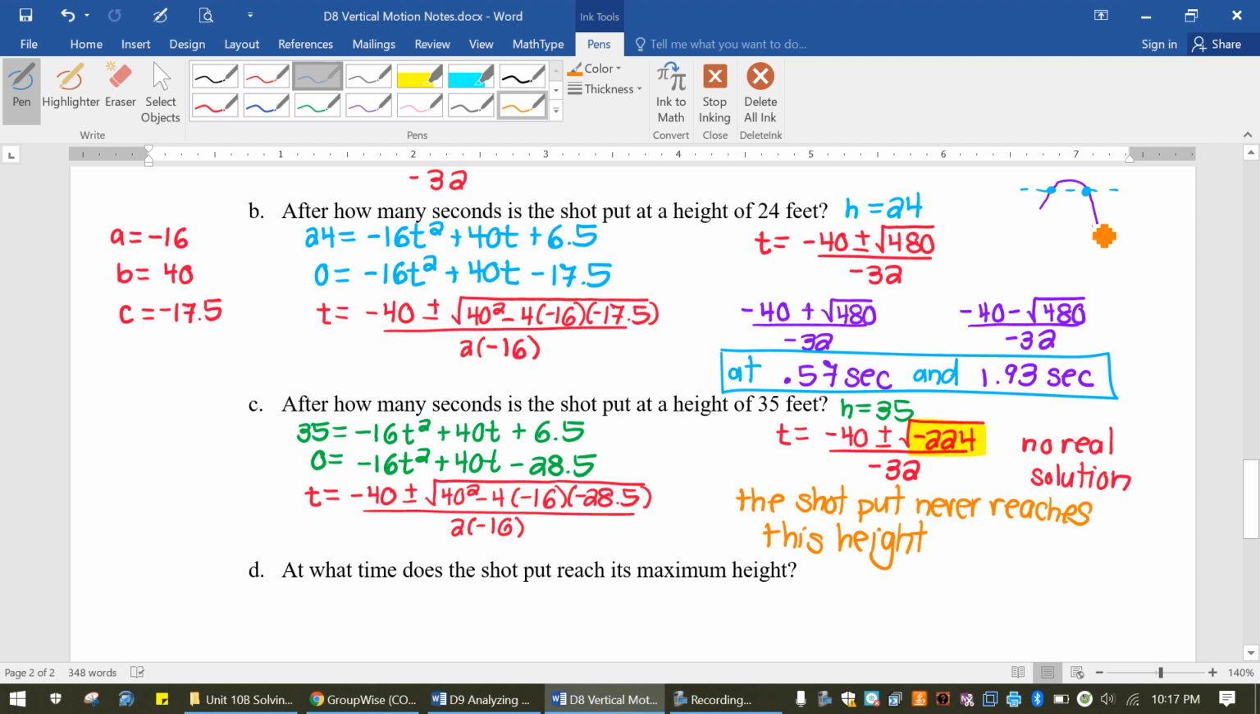Okay, so if we go back up to this diagram, part B is asking us to actually find out what the maximum is.